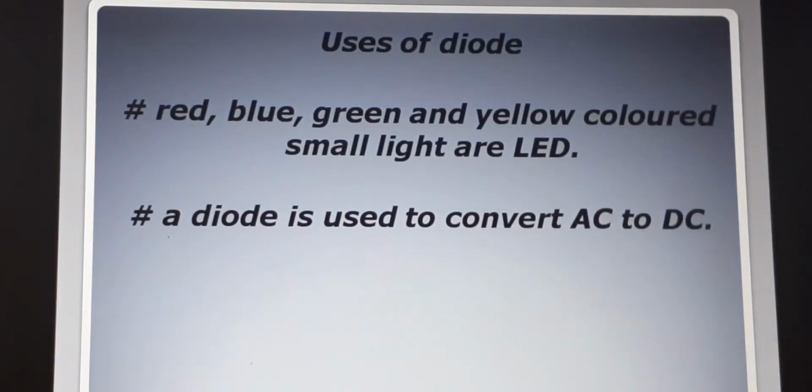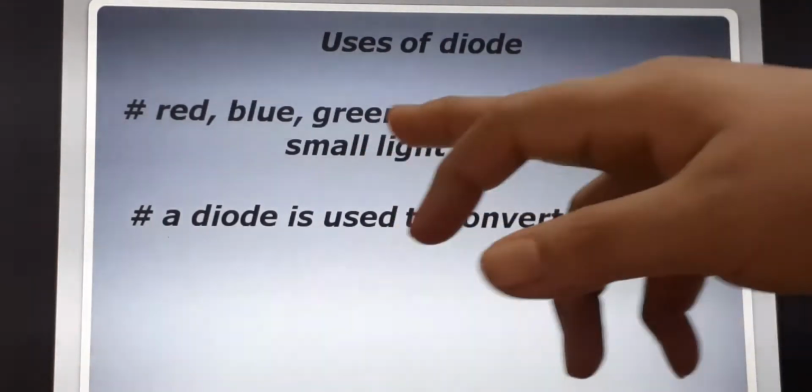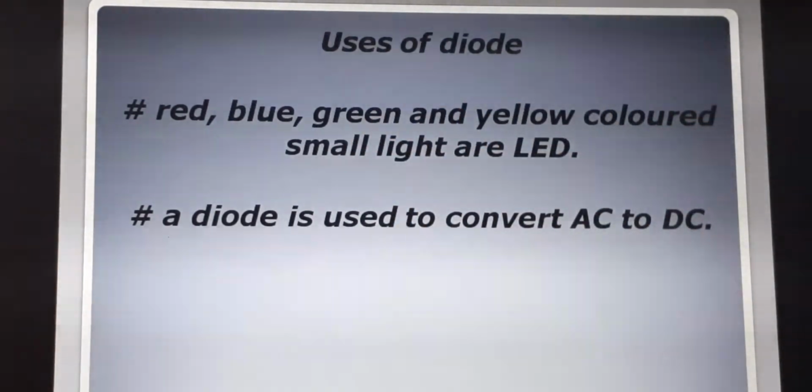Use of diode. We have seen different colored lights, red, blue, green and yellow, small lights that are LEDs, light emitting diodes. A diode is also used to convert AC to DC.